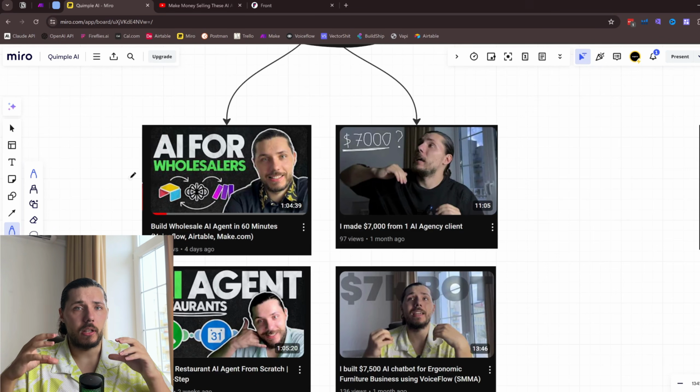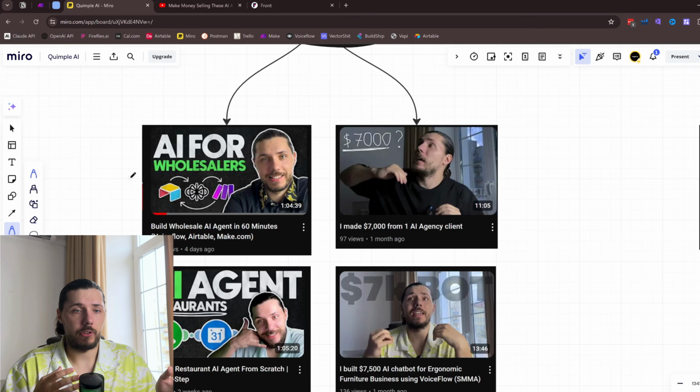Obviously, I do not show you exactly the chatbots or the agents or the automations, but I give you the principles and I give you the wireframe that you can use.